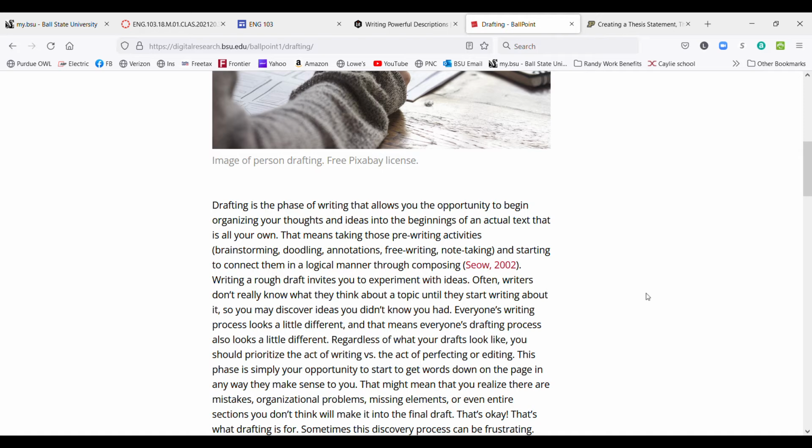But if you want to be a good writer, like all of you claimed as your goal in the introductory, revising. That's probably, I would say, probably 50% of writing is revising. So you need to do the pre-writing activities, brainstorming, doodling, annotations, free writing, note taking, and start to connect them in a logical manner through composing.